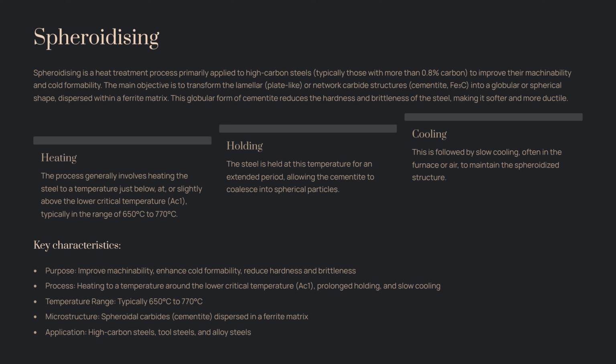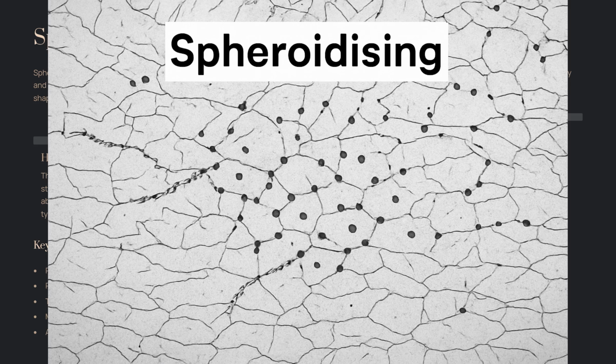This globular form of cementite reduces the hardness and brittleness of the steel, making it softer and more ductile. The process generally involves heating the steel to a temperature just below, at, or slightly above the lower critical temperature, Ac1, typically in the range of 650 degrees Celsius to 770 degrees Celsius. The steel is held at this temperature for an extended period, allowing the cementite to coalesce into spherical particles. This is followed by slow cooling, often in the furnace or air, to maintain the spheroidized structure.